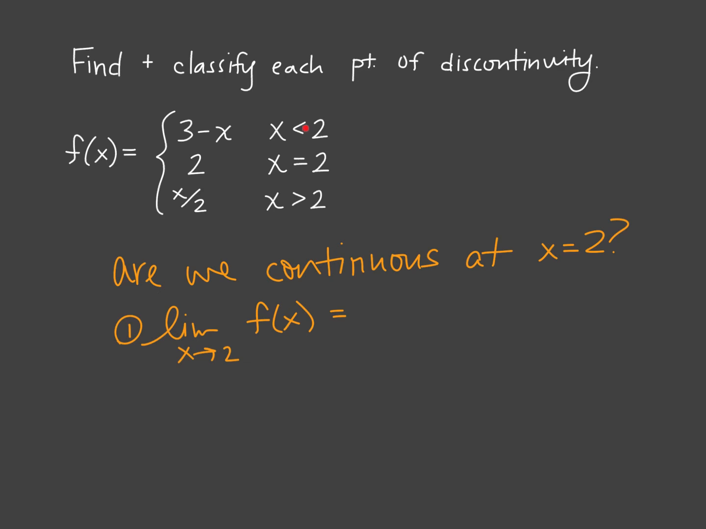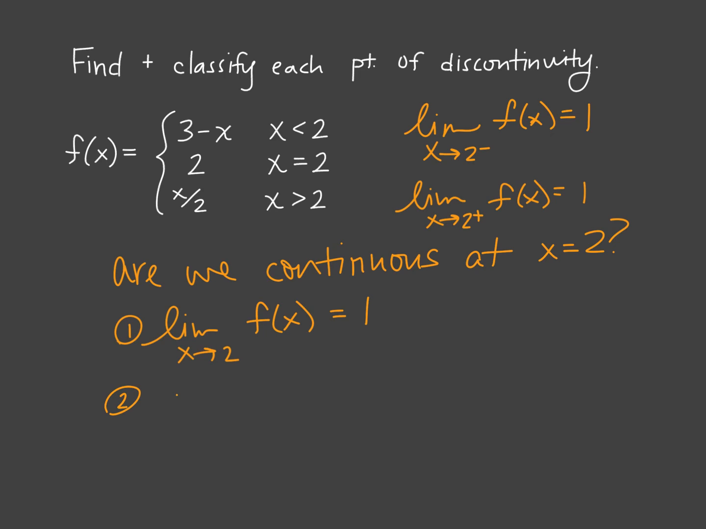The limit as we approach 2 from the left would be looking up here, 3 minus 2. So the limit from the left is 1. The limit as we approach 2 from the right, we need to look at the bottommost function since that's to the right of 2. If we plug in 2 here, we will get 2 over 2, so we also get 1. All right, so the limit exists and it equals 1.